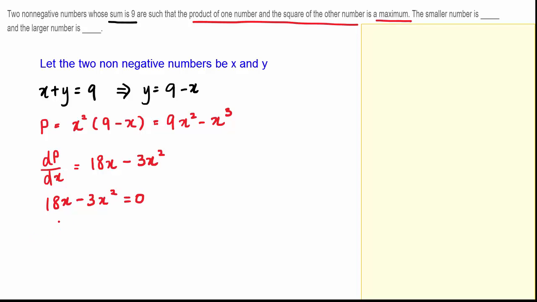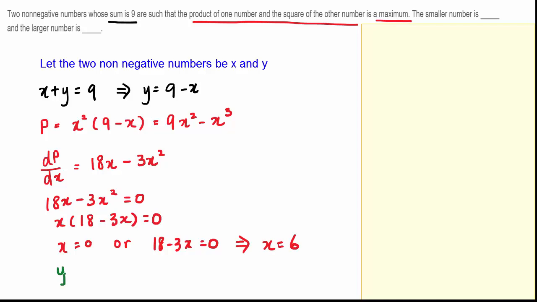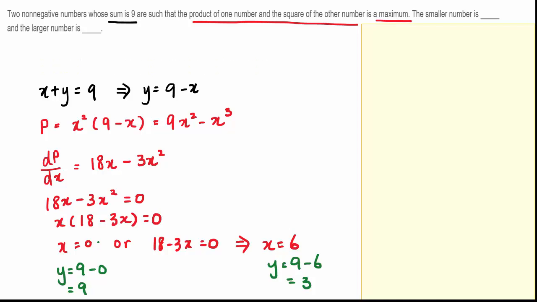Let's take out the common factor x. It means that x equals 0, or 18 minus 3x equals 0, so x equals 6. When x equals 0, y will be 9 minus 0, equals 9. When x equals 6, y will equal 9 minus 6, equals 3. So here we have two possible values of x and y. Let's check which one gives us the product p as a maximum.